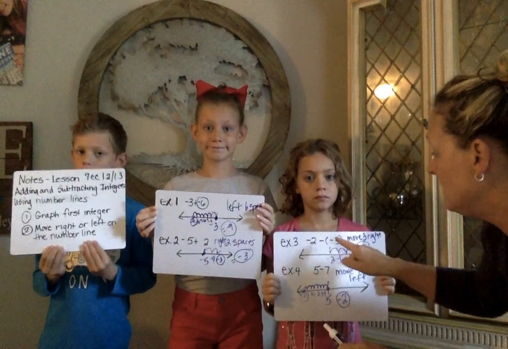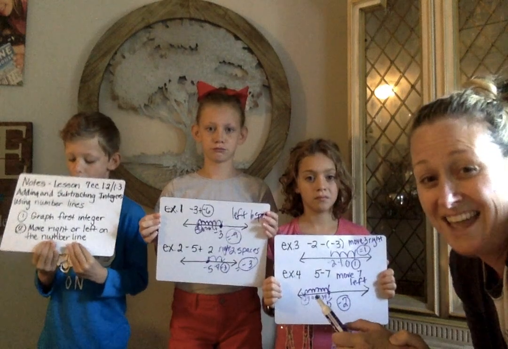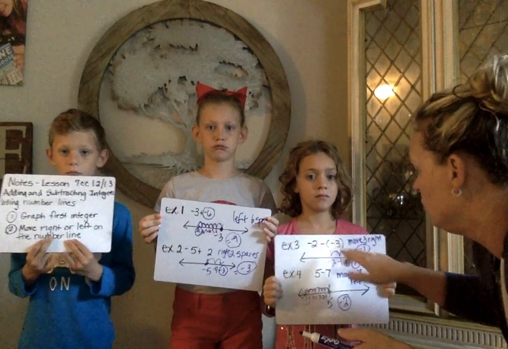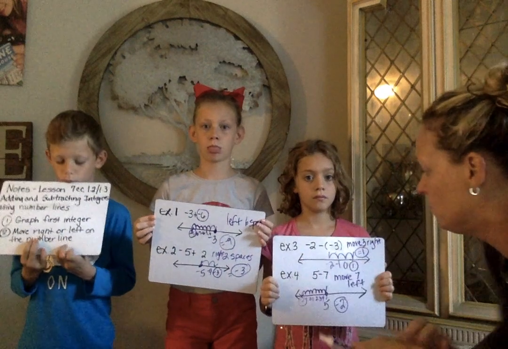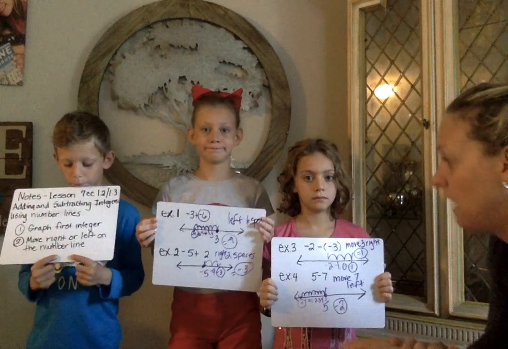When I subtracted a negative, I moved right because subtracting a negative is the opposite of subtraction because there's the 2 negatives there, so I moved right. I subtracted a 7, so I moved left.